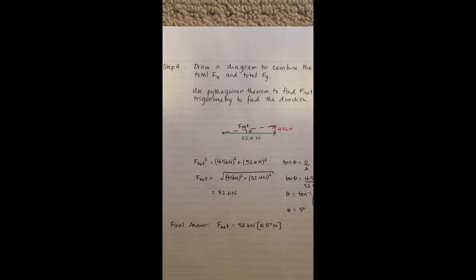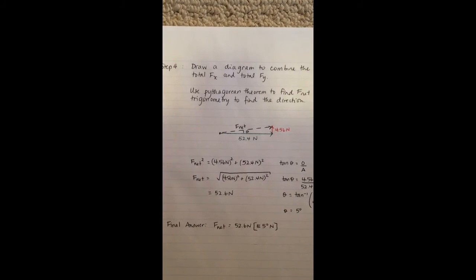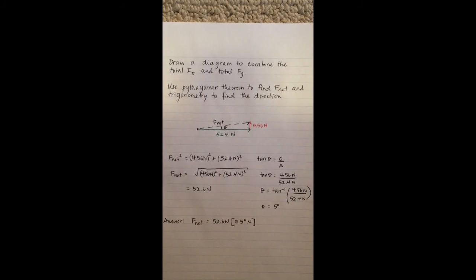Then our last step is to put everything together. So I'm going to draw a diagram, which I've done right here, combining my total x and my total y components. Then I'm going to put a dotted line from the start to the finish, which is my net force, and my theta represents the direction or the angle. I'm using Pythagoras' theorem to find the net force, and I'm using the tangent to find the angle. Once I have my answers, I put it all together and I get that my F net is 52.6 newtons east 5 degrees to the north.